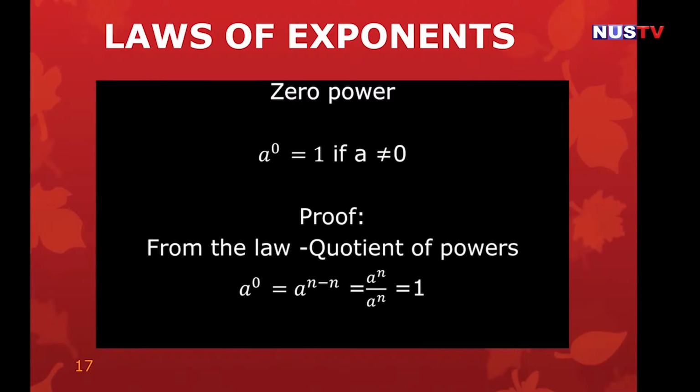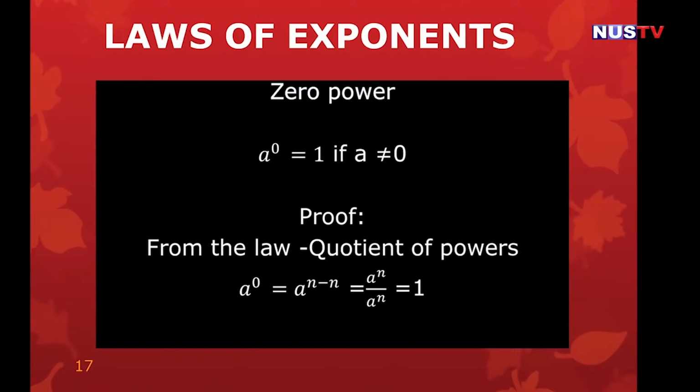Moving on to our next law of exponent, the zero power. Remember, you always see this. They always say a to the power of 0, or anything to the power of 0, is equal to 1. That's provided a is not equal to 0. Okay? So if a is not equal to 0, you can say a to the power of 0 is equal to 1. So anything to the power of 0 is equal to 1.